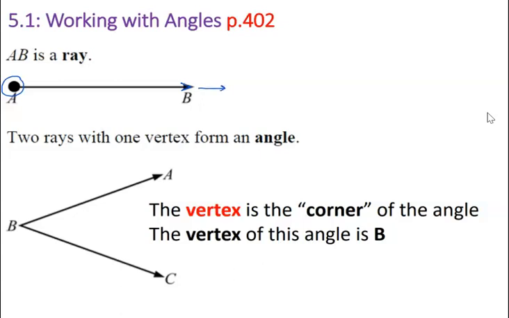When we put two rays together and we connect them, we make an angle. And here is our angle. And the connection between the two rays is called the vertex. So two rays that form an angle meet at the vertex, and in this case, the vertex is angle B.